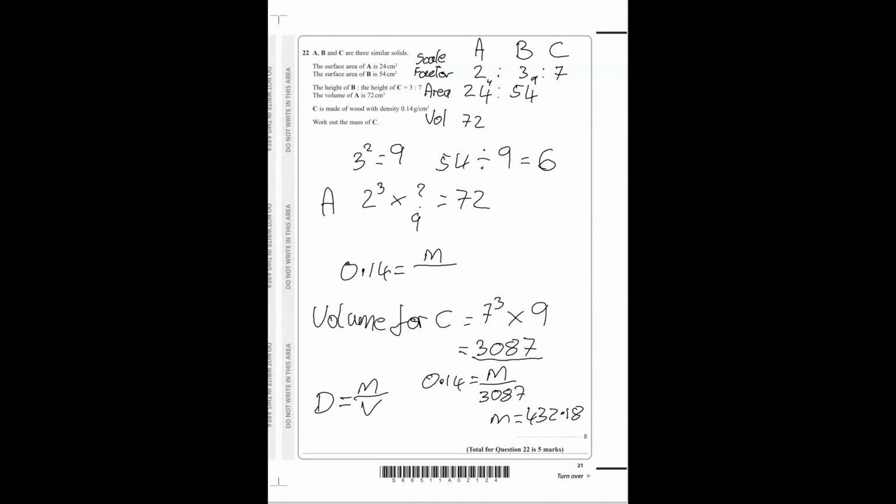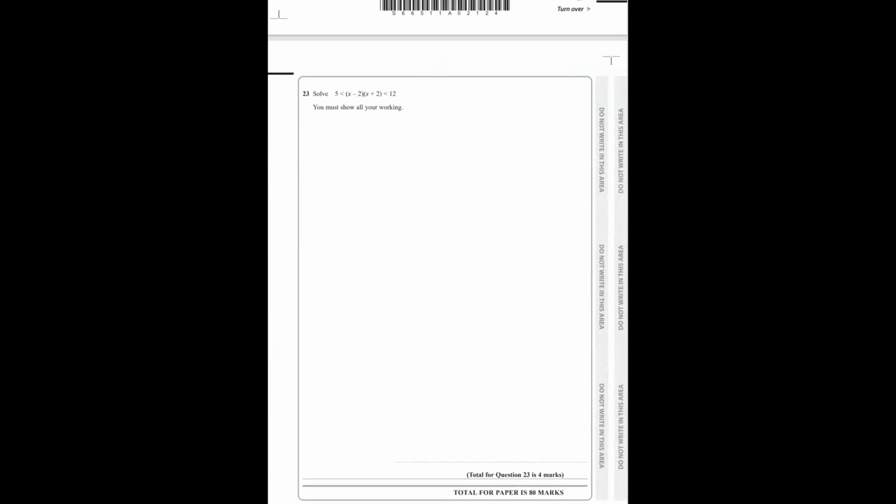And then the last question, we've got to solve a quadratic. So is it a quadratic? No, it's not. We've got an inequality. So we've got a difference of two squares. So let's rewrite it like that. Okay, and now we can solve it.